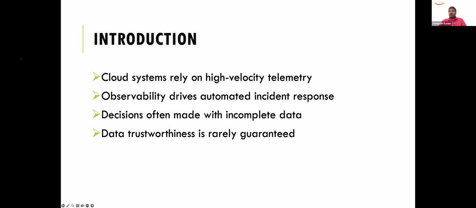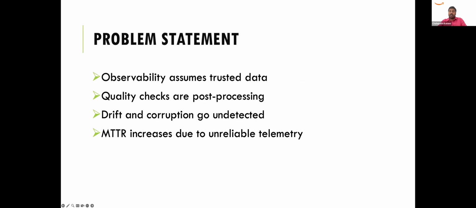And these responsive decisions are often made with incomplete data when any issues happen. Data trustworthiness is rarely guaranteed in such scenarios. If the telemetry quality is captured after the data is logged in high velocity telemetry applications, the data would be coming faster and there will be a variety of data sets. Once the data is gone and the stream is gone, the data quality is gone for any of the records that had issues with quality.